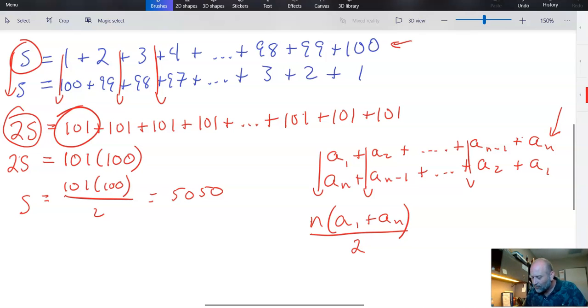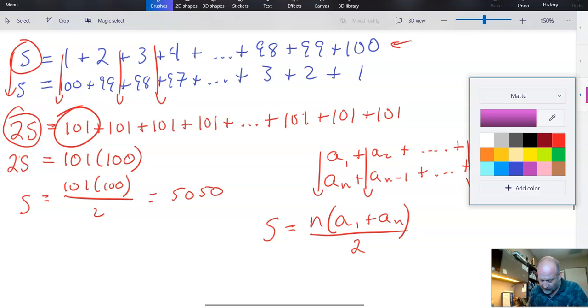Now, the way I remember this formula, I actually don't remember it this way. I rewrite it in a different way. I'm going to change the color so we can see what I like to look at.